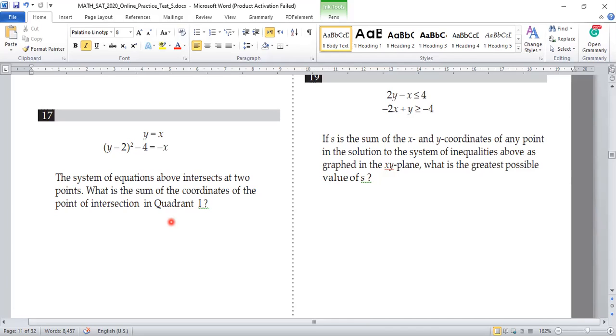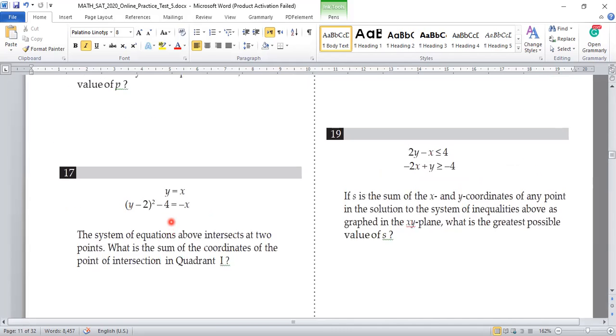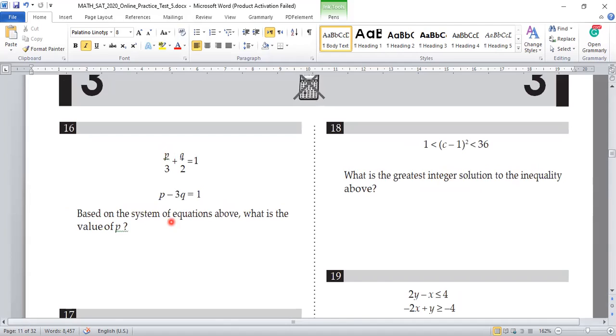So y is equal to x. You can substitute directly and get the value of x. I got 3, and it says the sum of the coordinates, so it's 6. Anyhow, note down this answer. We will check it. And now we are moving to question number 18.